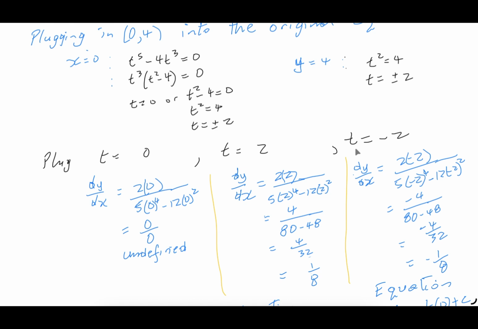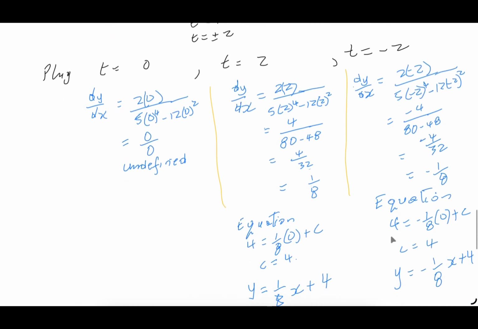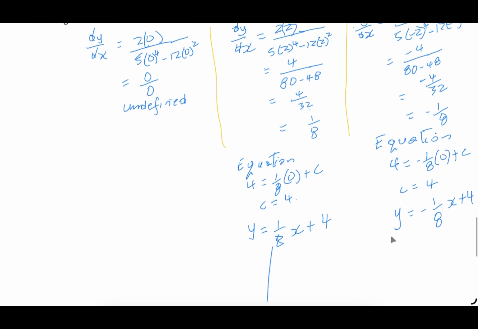Now let's try t equals negative 2. dy/dx here is going to be equal to 2 times negative 2 over 5 times negative 2 to the fourth power minus 12 times negative 2 to the second power. That's going to be equal to negative 4 at the top over 80 minus 48. So that simplifies to negative 4 over 32, which simplifies to negative 1 over 8. Let's use the 1/8 here and the negative 1/8 as gradients for our equations.